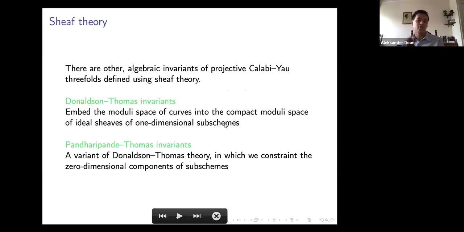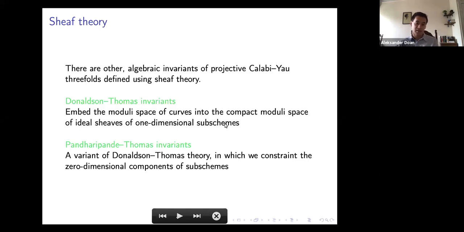In algebraic geometry, there is also a different way. Namely, instead of looking at maps and parametrizations of these holomorphic curves, you can consider them as subschemes and consider the moduli space of ideal sheaves of such subschemes. This moduli space is compact. And instead of embedding the moduli space of curves in the moduli space of nodal maps, you embed it in the moduli space of sheaves, and then use similar techniques to extract invariants.